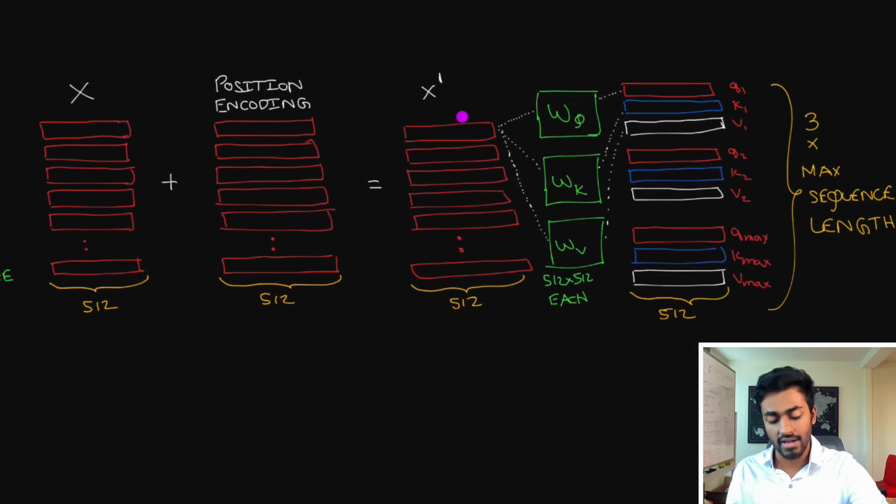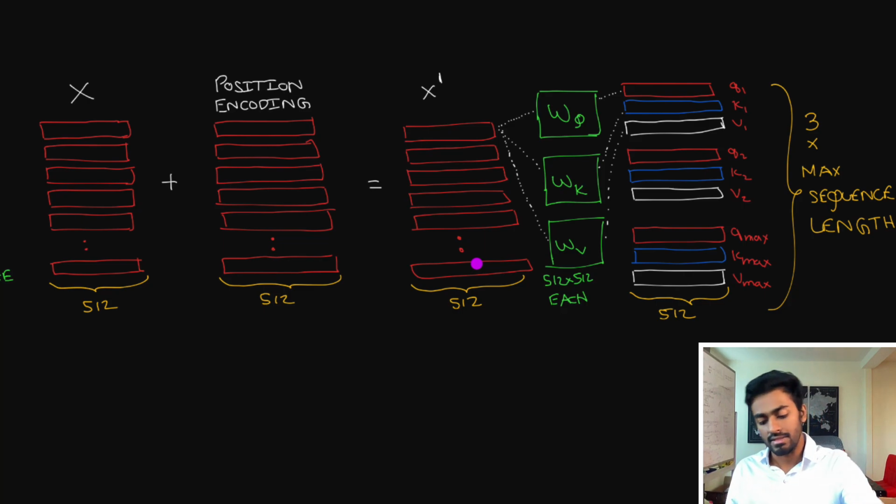Now for each word vector, we want to generate a query, a key, and a value vector, all of 512 dimensions each. And so we would pass each vector into this query, key, and value set of weights, which will map one input vector to the output query vector. This will map it to the key vector, and this will map it to the value vector.